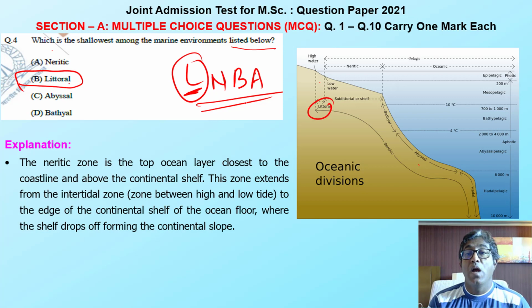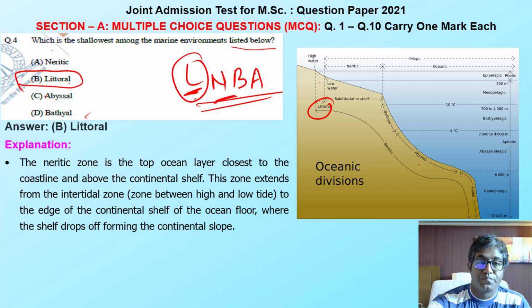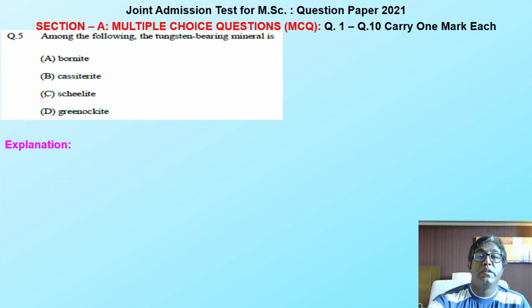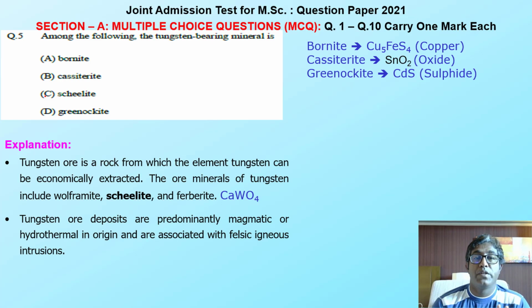If they ask you, apart from the littoral, what will be the shallowest one, then your answer will be neritic or bathyal, like this one. But now what they ask is which one is the shallowest among these, so my answer should be littoral. Moving to the next question, this is a direct formula based question.